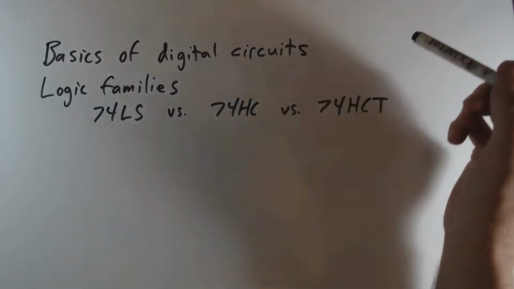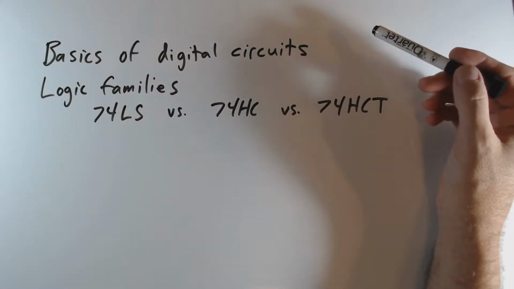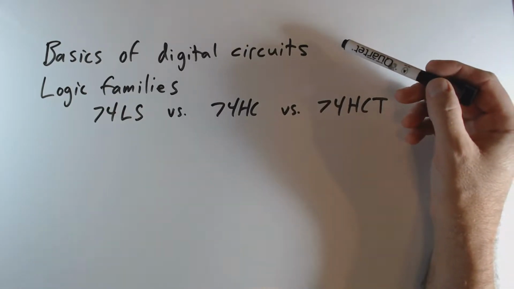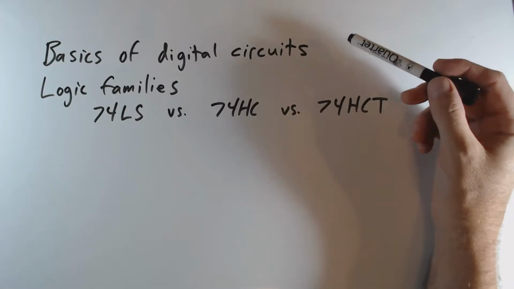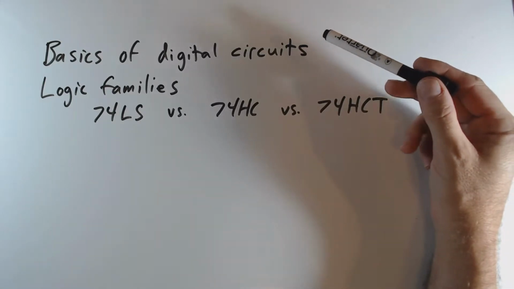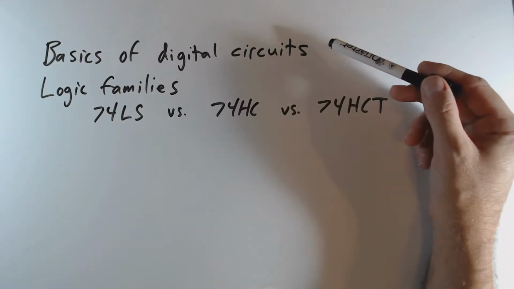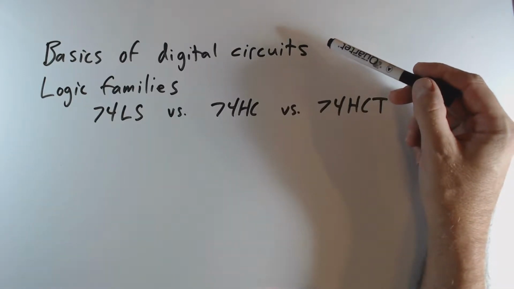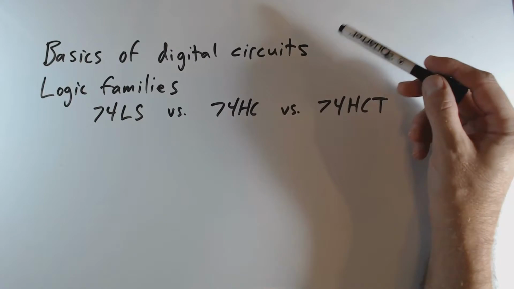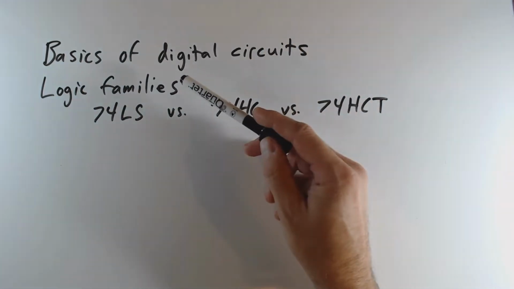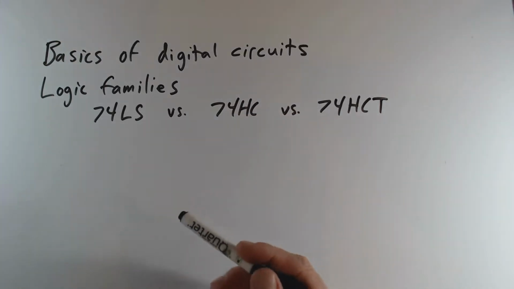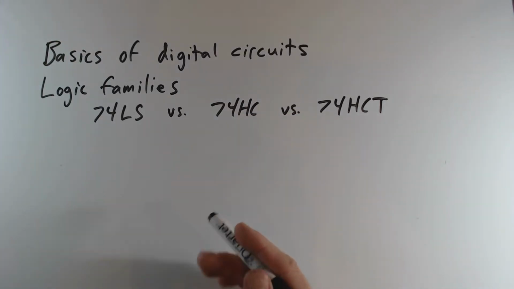Okay, so welcome to episode 3 of the Do-It-Yourself 8-Bit Computer series. We have basically two things we're going to talk about in this video. I'm going to cover the basics of digital circuits, and we're going to talk about how they are different from analog circuits. And then I also want to talk about the different logic families that you will find for integrated circuits that do digital logic.